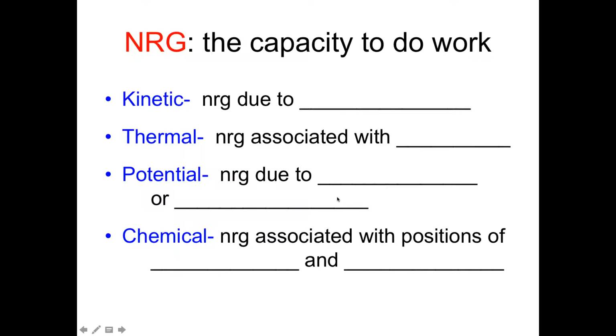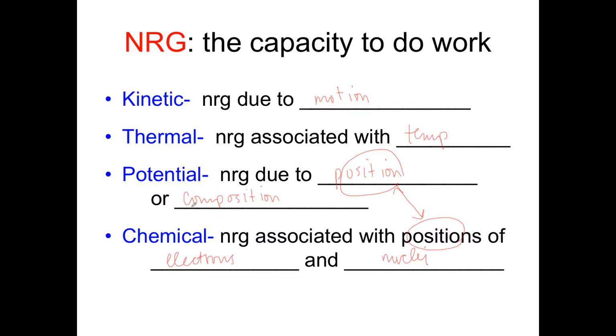Kinetic energy is the energy due to, this is also on page, there's just a ton of terms on page 222. So I hope you've got your book out in front of you. Page 222 says kinetic energy is the energy due to motion. Thermal energy is the energy associated with temperature. Potential energy is the energy due to what? Say it out loud. It's the energy due to position or composition. Okay? And chemical energy is the energy associated with the positions of electrons and nuclei. I realize we had this in the previous slide, but it's going to be worth it. Look at that. That's why chemical energy is a kind of potential energy.